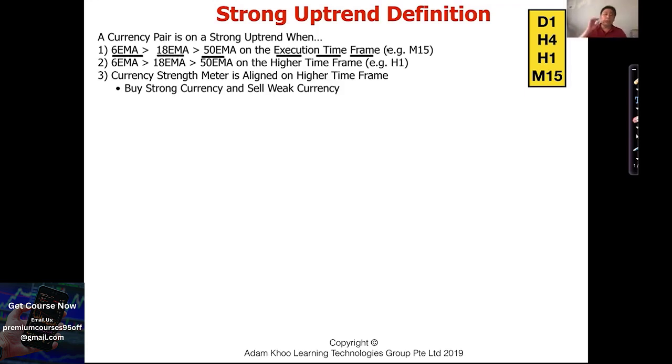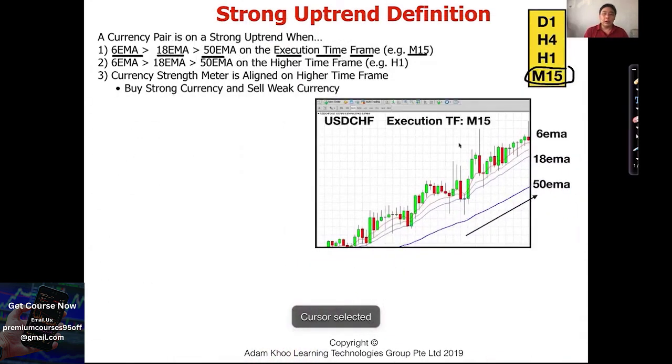So again, it depends on which time frame you're trading on. For example, if you're trading on M15, then M15 will be the execution time frame, and you want to see that the moving averages are in sequence. Again, the 6 EMA, which is the red line over there, above the 18 EMA, the blue line, and that's above the 50 EMA. So 6 above 18, above 50, moving averages clearly sloping up. That's a clear uptrend on the execution time frame. In this case, we're trading on the dollar-franc pair.